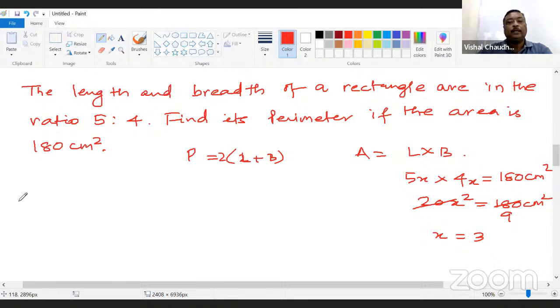So your length and breadth will be what? 15 and 12. Isn't it? So 15 and 12 are the sides of a rectangle.